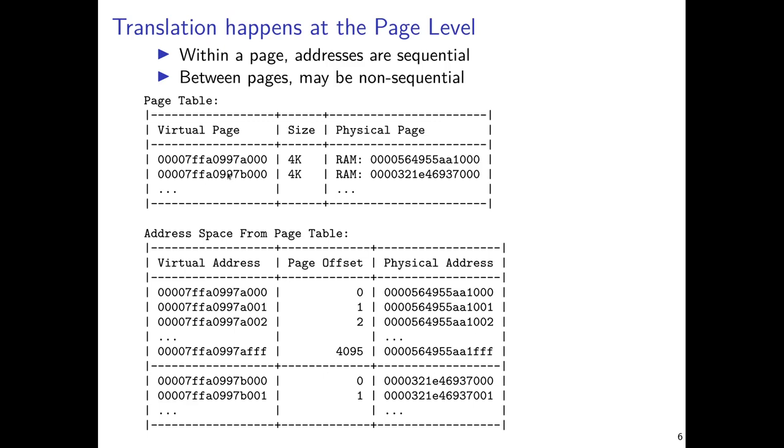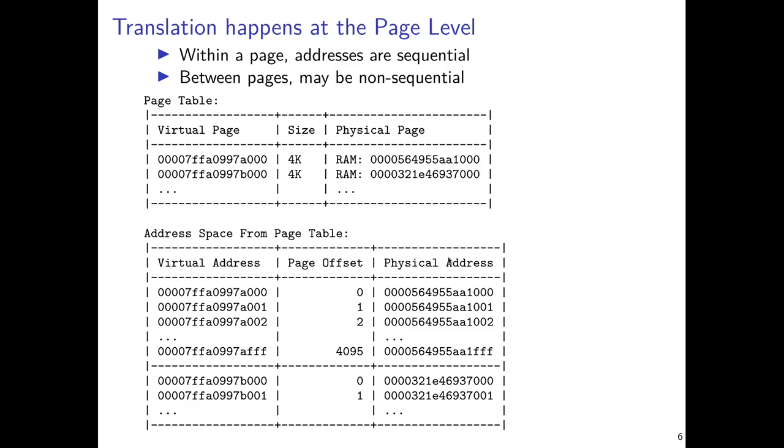Well, we'll find that the operating system uses a table like this for every process that's running to say that your virtual page ending in 7A000 starts in physical memory at this page that starts with 5649555. But if you were to move on to the next page of memory, it actually maps to a very different spot. Ending in 7B000 maps to someplace much earlier in physical RAM, starting in 321E4, etc.